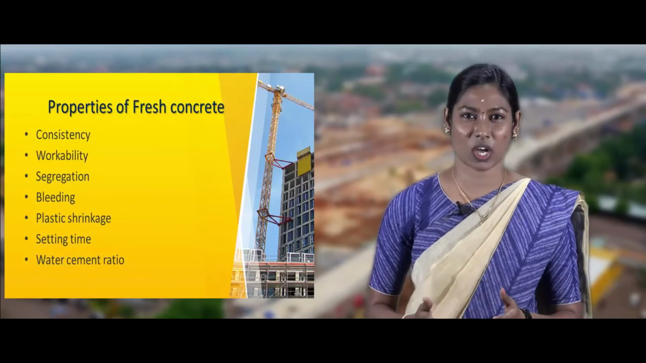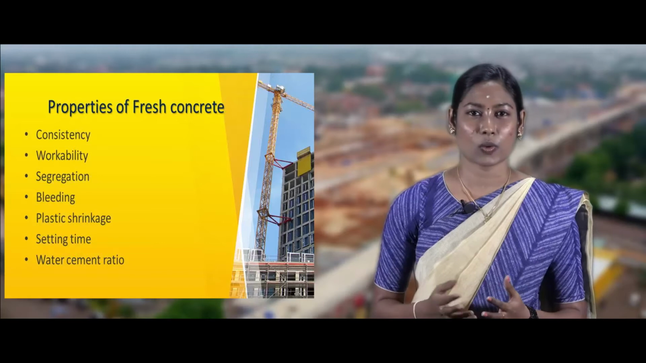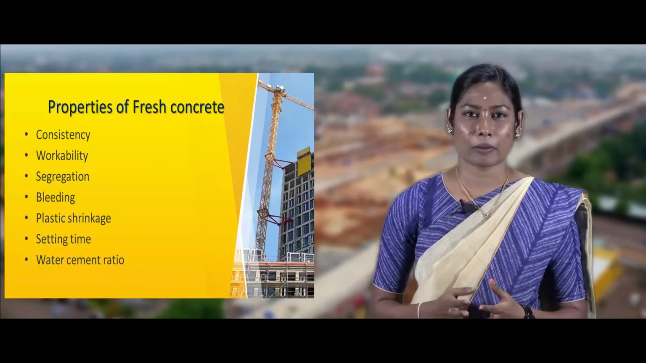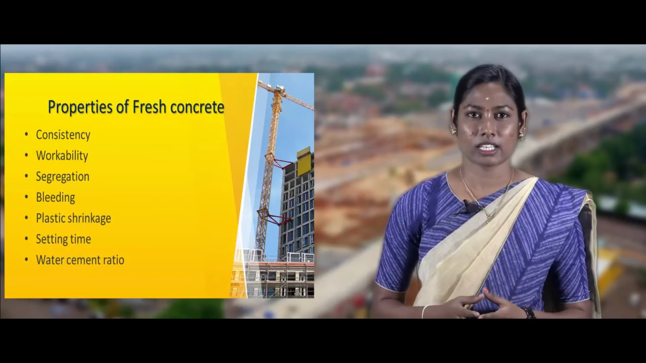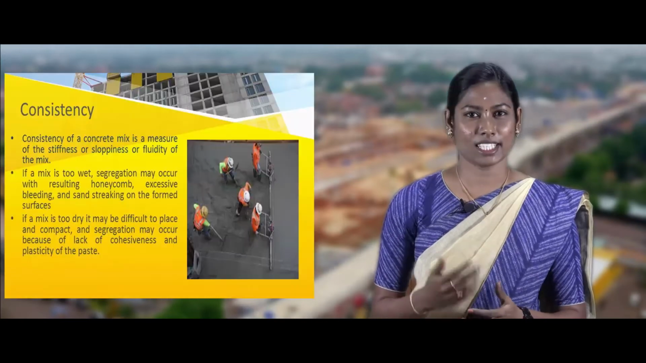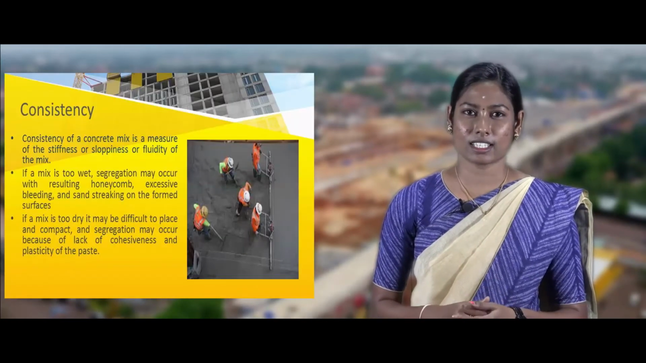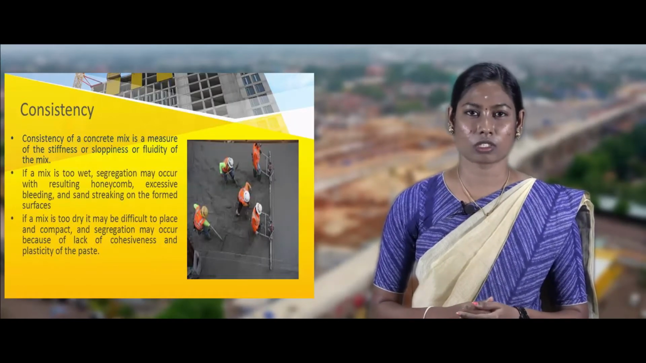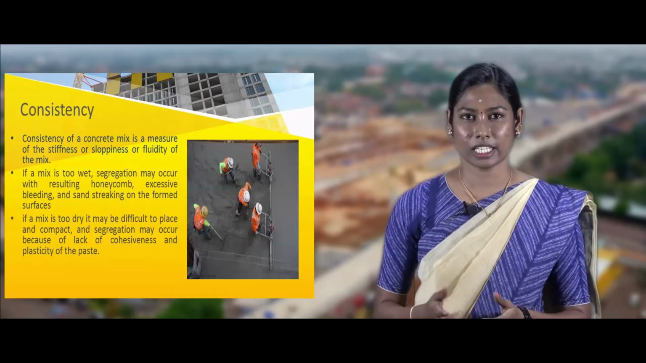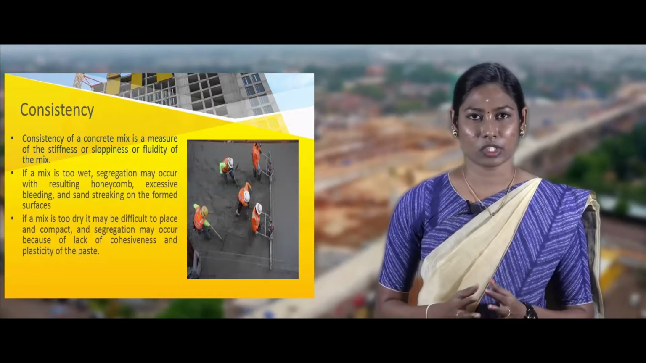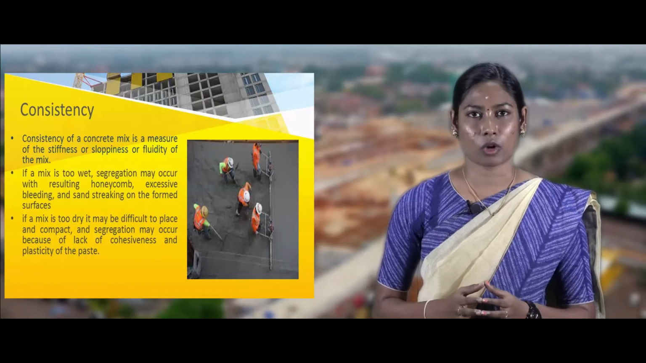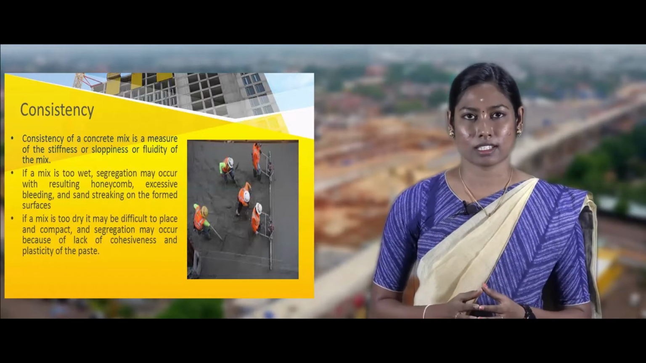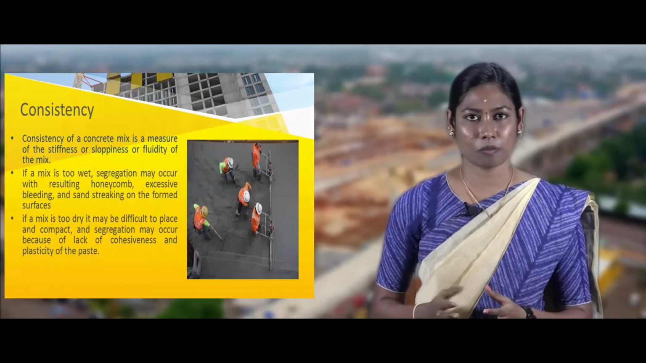The properties of fresh concrete are consistency, workability, segregation, bleeding, plastic shrinkage, setting time and water cement ratio. Let's see them one by one. Consistency is the measure of stiffness or sloppiness or fluidity in a concrete mix. For effective handling, placing and compacting of the concrete, consistency must be the same for each batch.